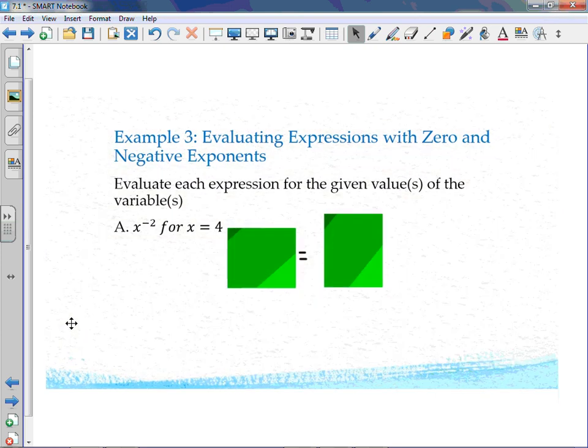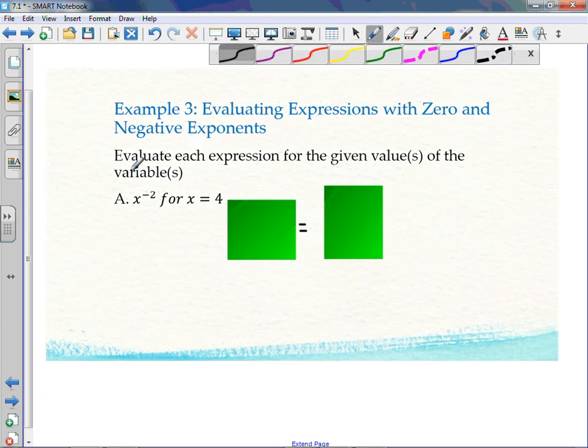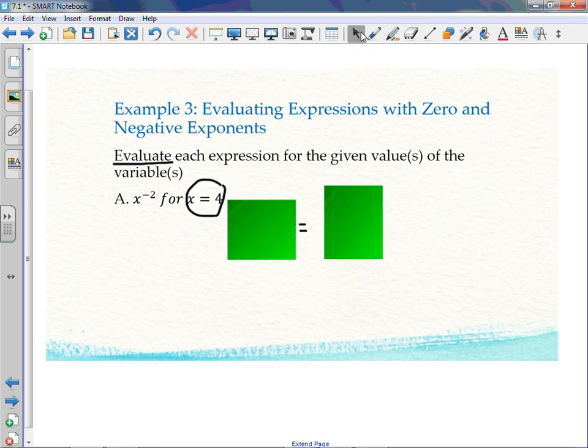All right, next one. So we're going to evaluate. Hopefully you remember evaluate means we're going to put something in for a variable. So here it tells us x equals 4. So in our problem, we're just going to replace x with the number 4. Give you a chance to write it down.